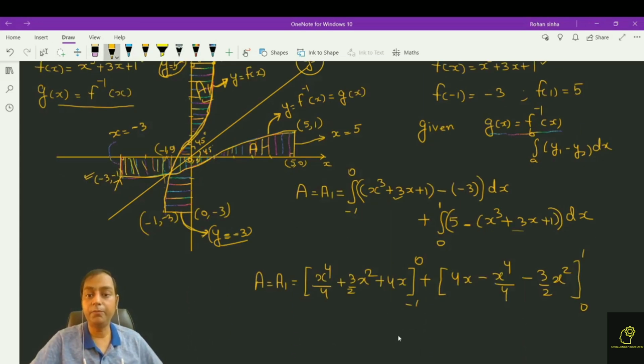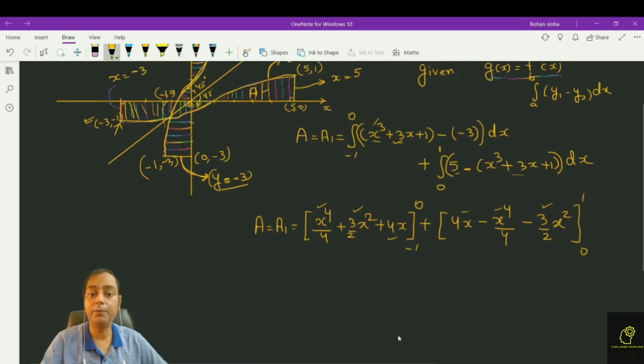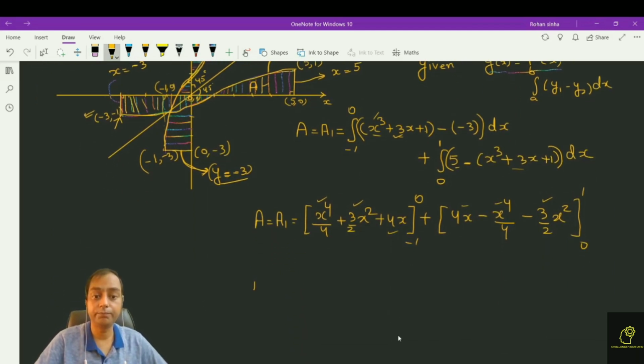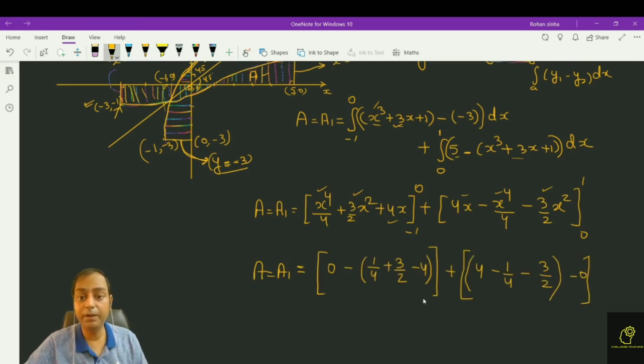Now simply putting the values and evaluating the result. The integral of x^3 + 3x + 1 + 3 is x^4/4 + (3/2)x^2 + 4x, and for the other part, 5 minus 1 gives 4x - x^4/4 - (3/2)x^2. Evaluating, A = A1 equals upper limit minus lower limit: 0 minus (1/4 + 3/2 - 4), and then putting 1, it is 4 - 1/4 - 3/2.